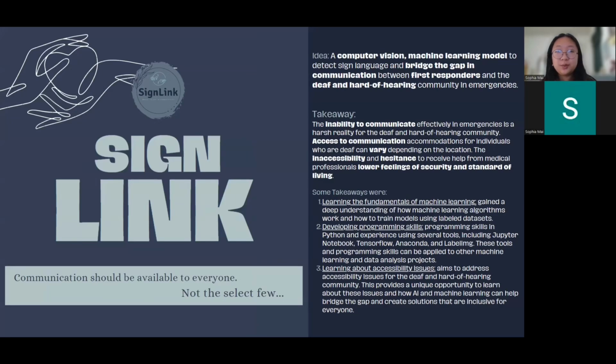Communication should be available to everyone, not the select few. SignLink aims to address one crucial issue regarding accessibility for the deaf and hard of hearing community through the use of AI. My project is a computer vision and machine learning model to detect sign language and bridge the gap in communication between first responders and the deaf and hard of hearing community in emergencies.